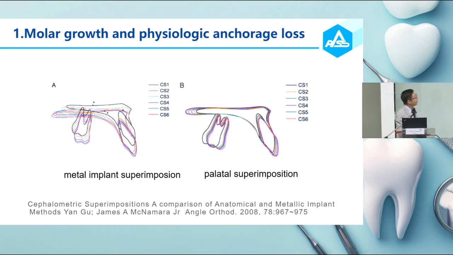Now you see molar growth downward and forward. If this is an extraction case, we extract 4 teeth, then use molar as anchorage to retract anterior teeth. Molar may move forward along the arch wire like this. After treatment, we measure molar displacement and say how much anchorage loss by measuring this one.